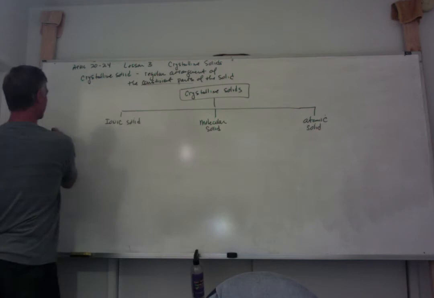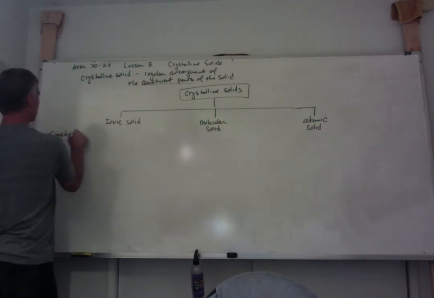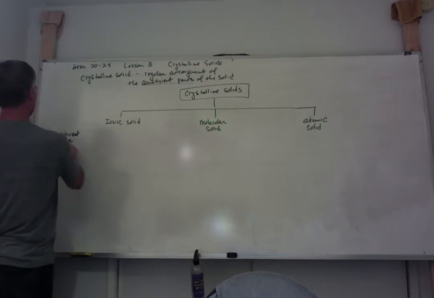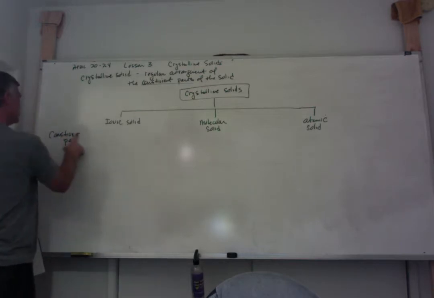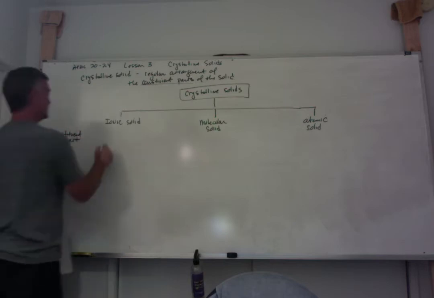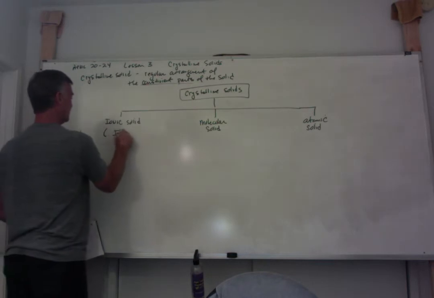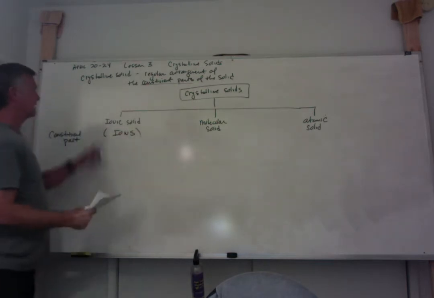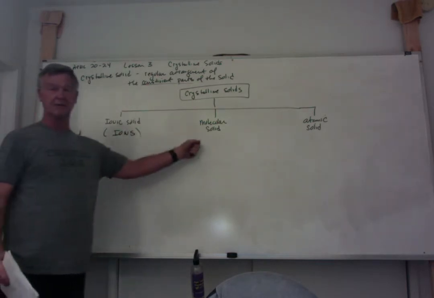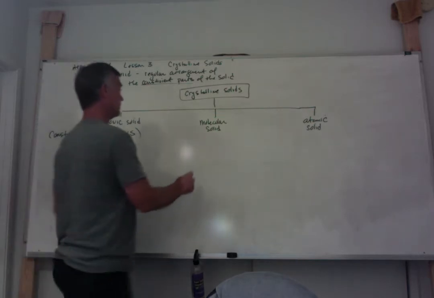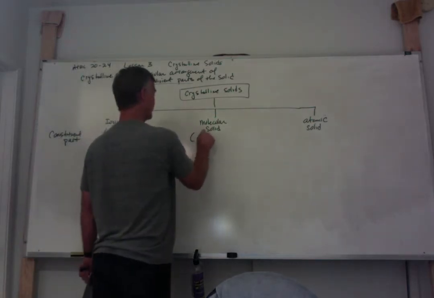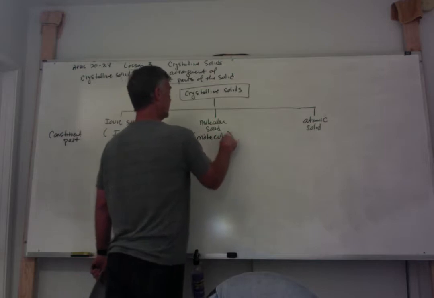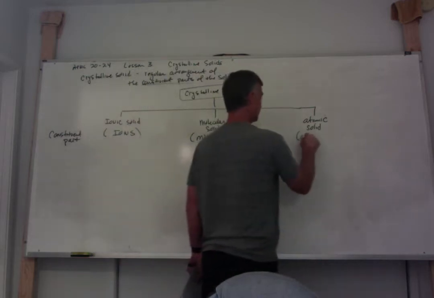The constituent part on this one is the ions. Makes sense. It's an ionic solid. Anyone want to guess what the molecular solid's constituent part is? Yes, of course, it is a molecule. And for an atomic solid, it is an atom.